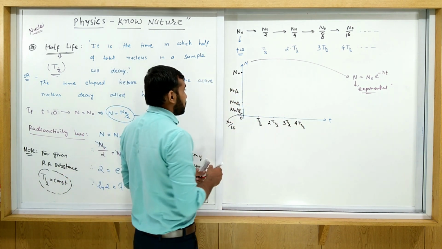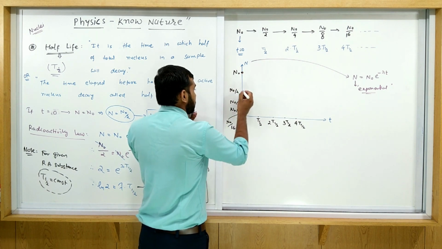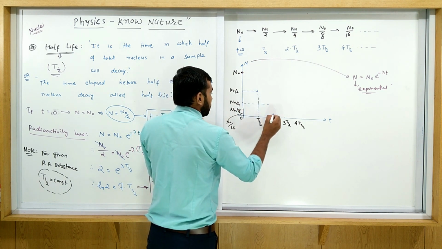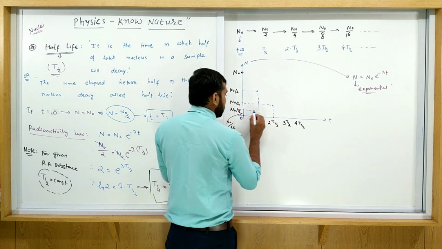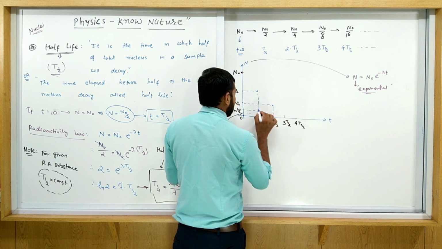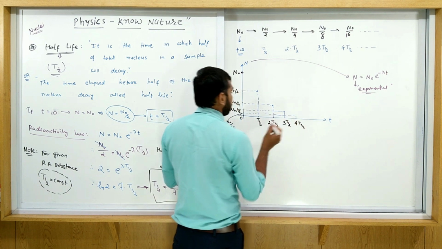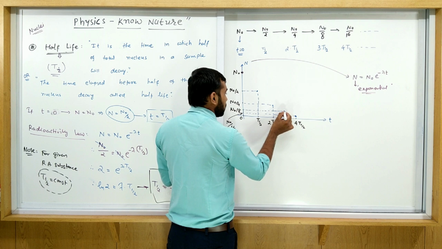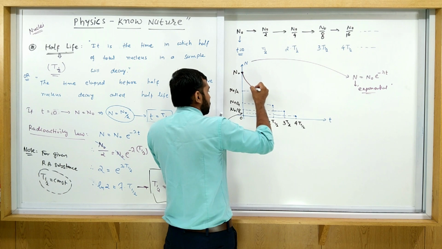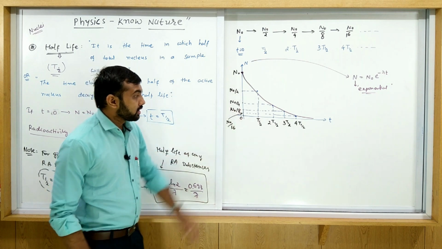If you draw the graph, it starts from here and then follows this one. Second point, third point, fourth point, and the fifth point. You join all these points and you get the graph between N and t, and this is the relation of half life.